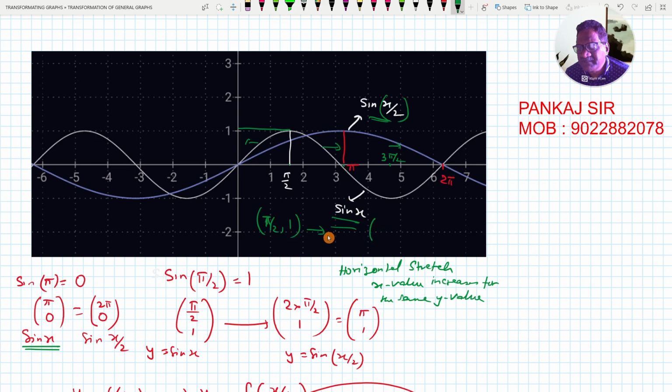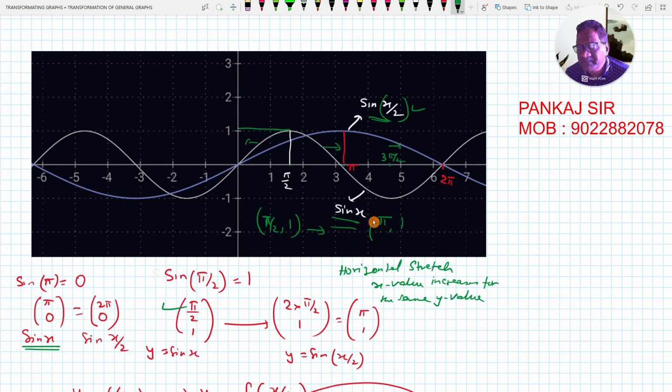This (pi/2, 1) will get shifted. Now x will be multiplied by 2. So we had divided by 2, this is 0, pi by 2, that is this example. So pi by 2, the corresponding value is 1. So this pi by 2, you will have to multiply by 2, because the graph is sine x by 2. So when you multiply pi by 2 by 2, the 2 will cancel and you will get pi, and the y coordinate will remain as it is.